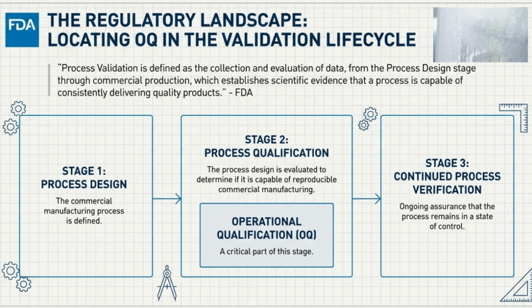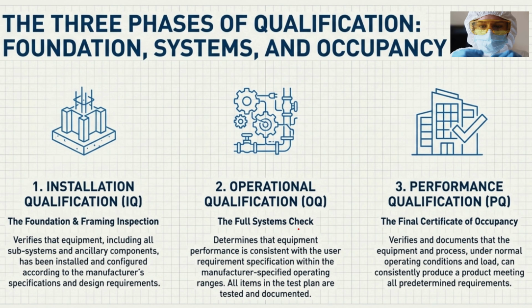Stage 1 is the process design. Stage 2 is process qualification, where the OQ resides. And stage 3 is continued process verification. Within stage 2, we follow a 3-phase approach often compared to building a house. First is the installation qualification, or IQ, which acts as the foundation and framing inspection. It verifies that equipment is installed and configured according to the manufacturer's specifications.